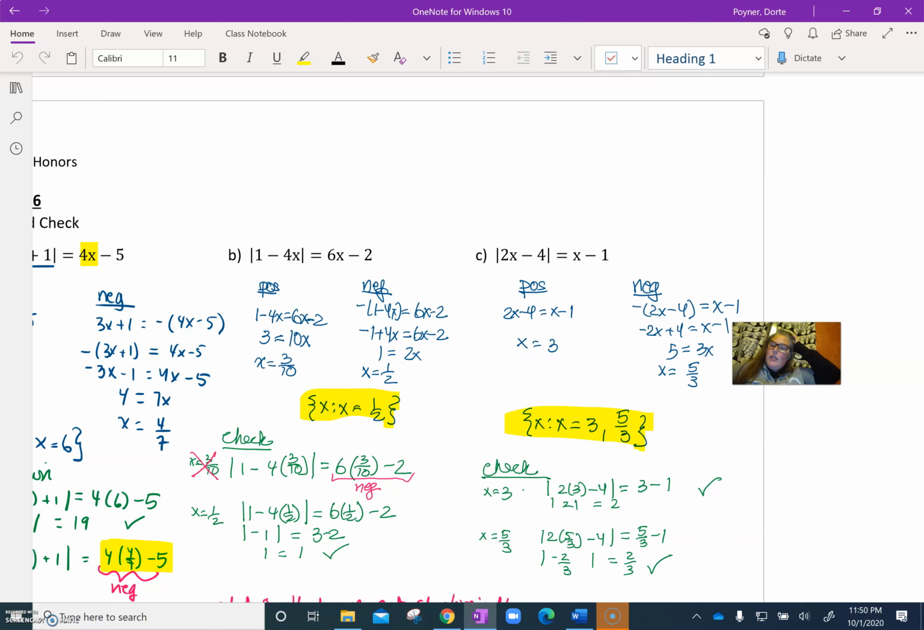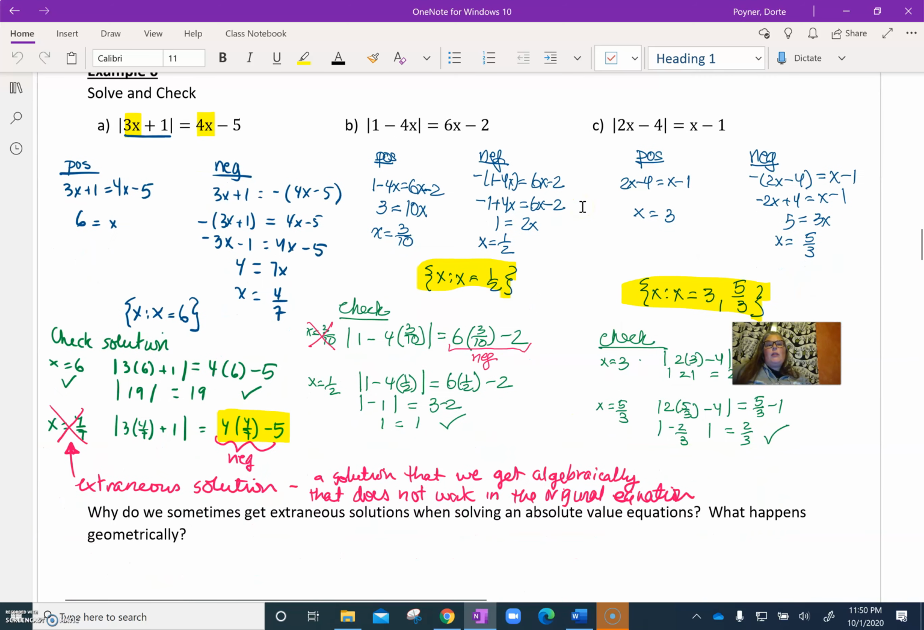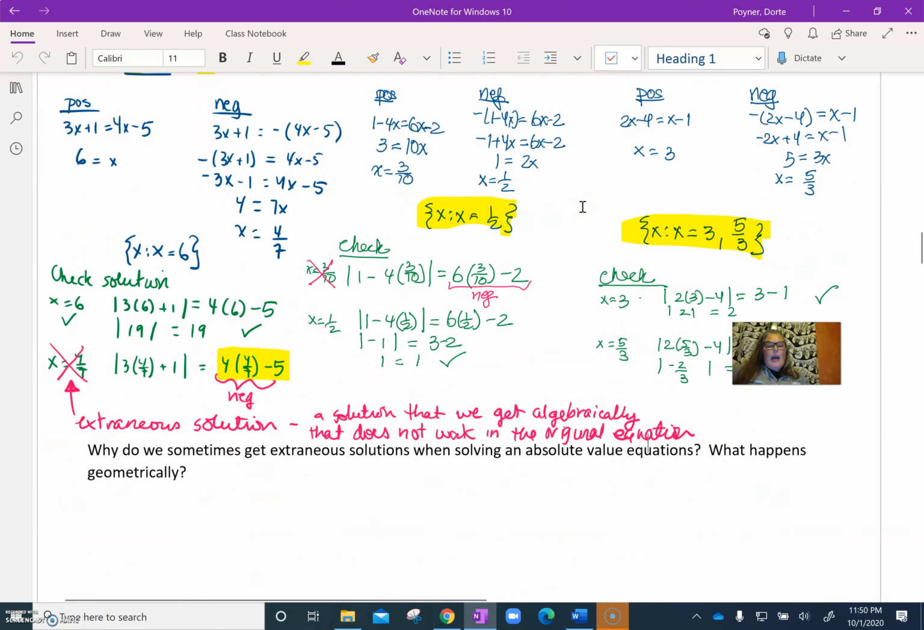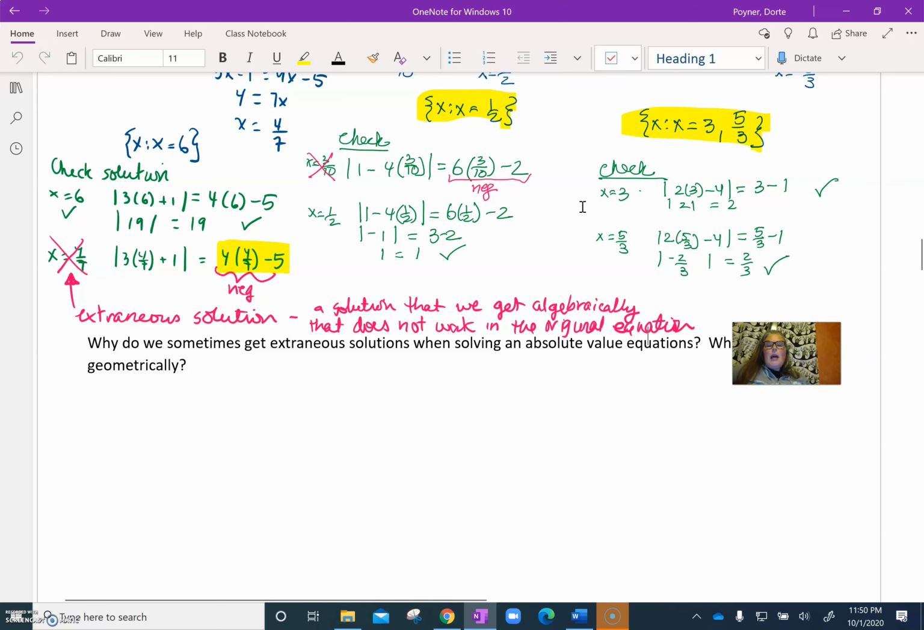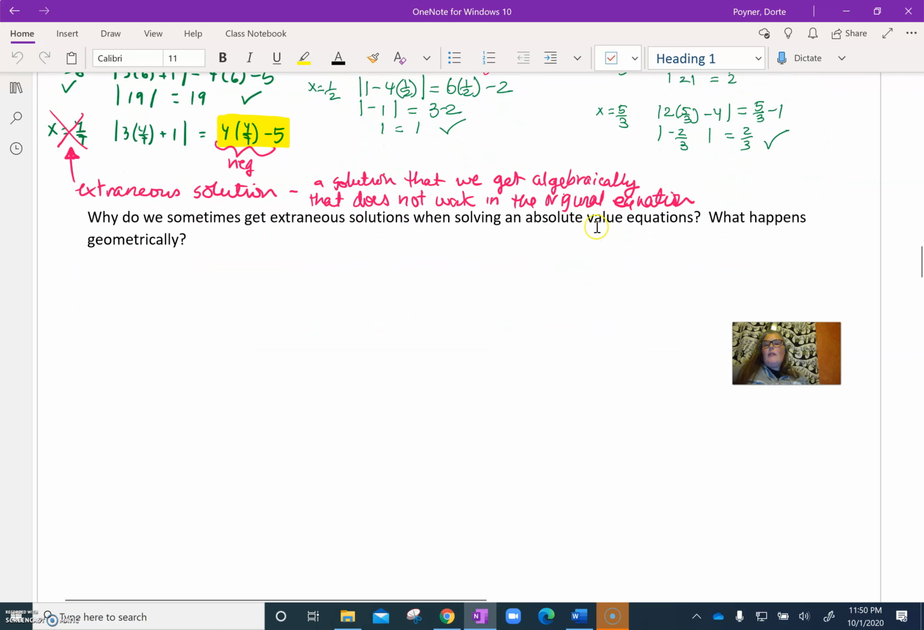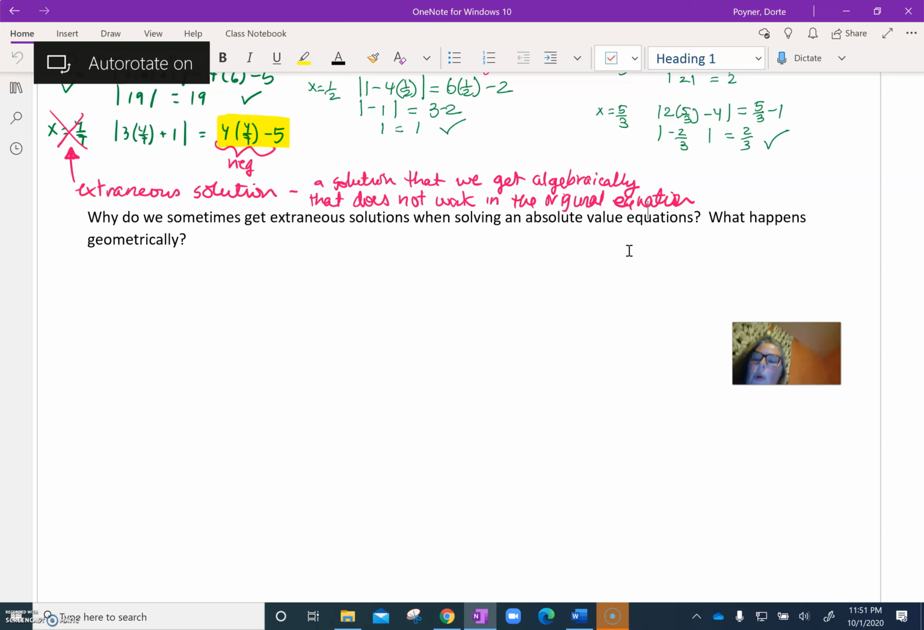So now the question is, why is this happening? That's the most interesting question. We can do all the mechanics, but why do we sometimes get extraneous solutions when solving absolute value equations, and what happens geometrically? Well, first off, when we solve algebraically, oh, now I can't find my pen. Here we go. When we solve algebraically, we make some assumptions for ease of use, essentially.